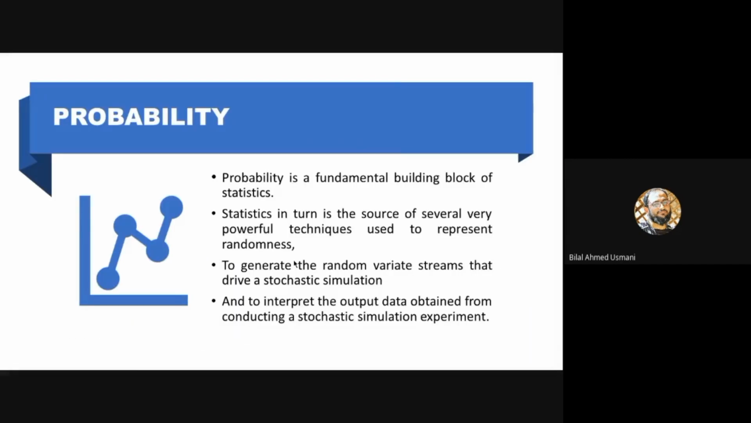Probability is a fundamental building block of statistics. If you remember, I taught you probability, and probability has two different approaches. First is called the frequentist definition, the other is called the classical definition. The classical definition of probability means if we are interested in the occurrence of a particular event, we divide it by the total number of occurrences for all events within that sample space, so you will get the probability.